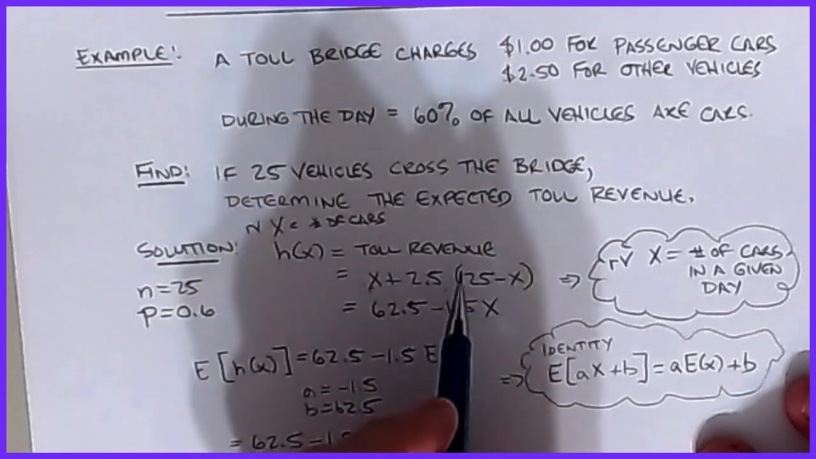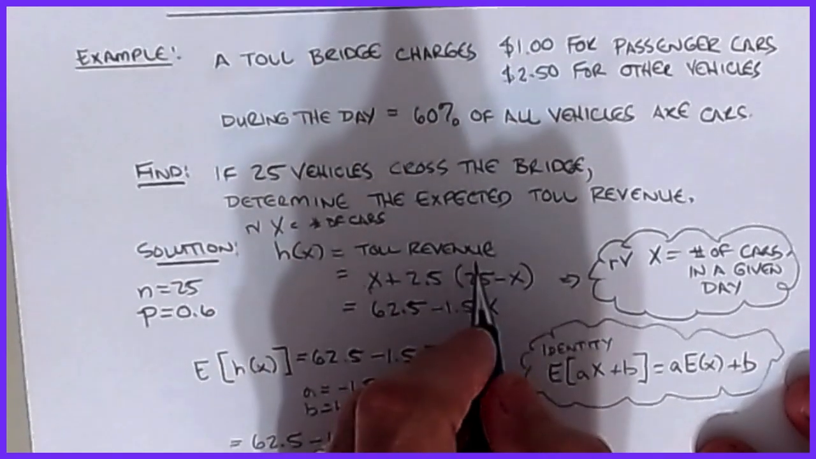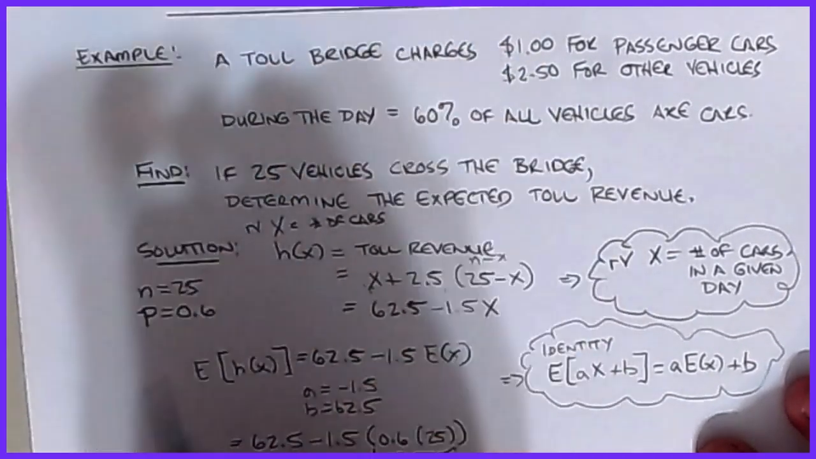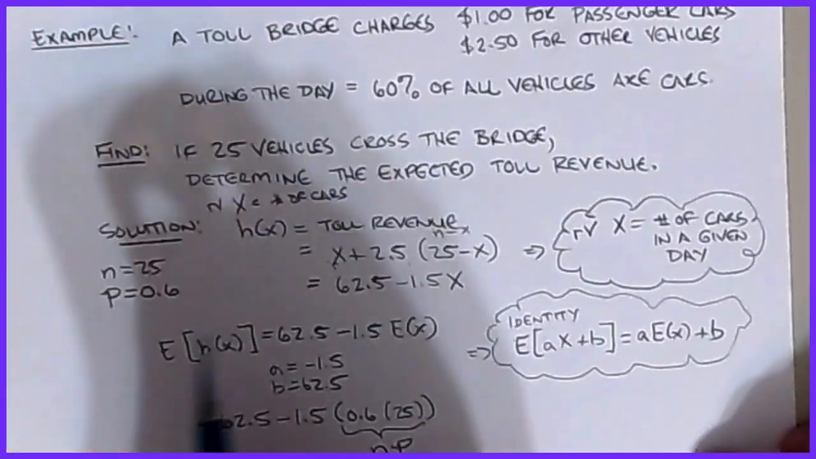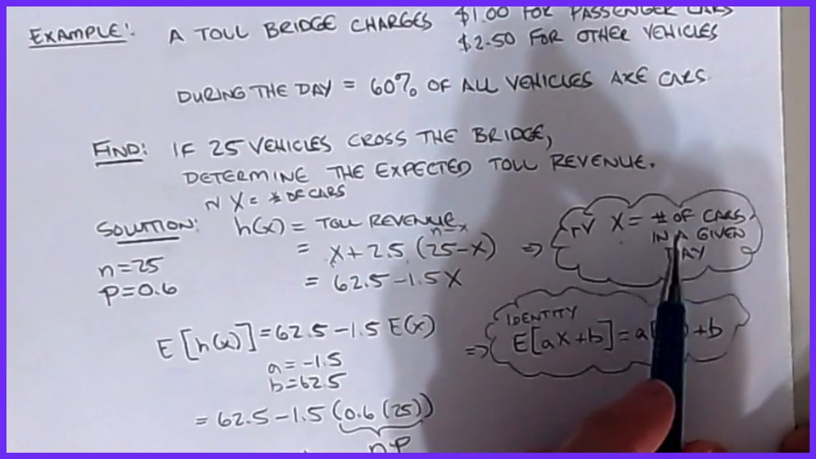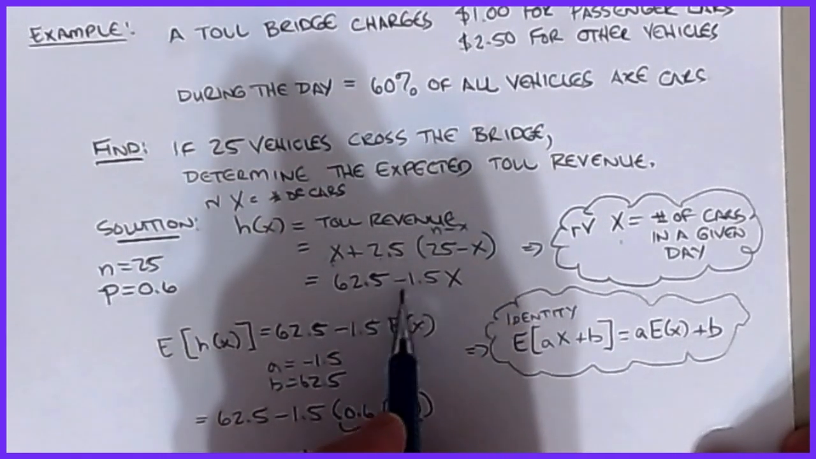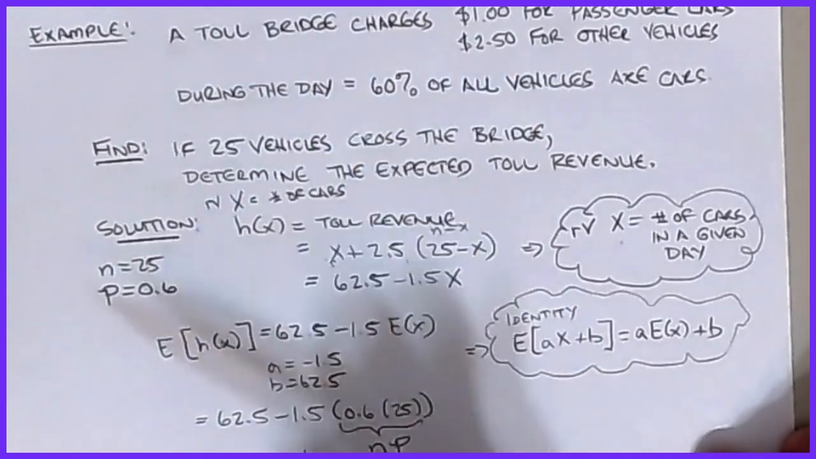So if I have x cars, then I have 25 minus x non-cars. And so this would be n minus x coming in here. All right, there's where my random variable statement is. My random variable X is the number of cars in a given day. And so if I do the algebra, my equation becomes 62.5 minus 1.5 times x.